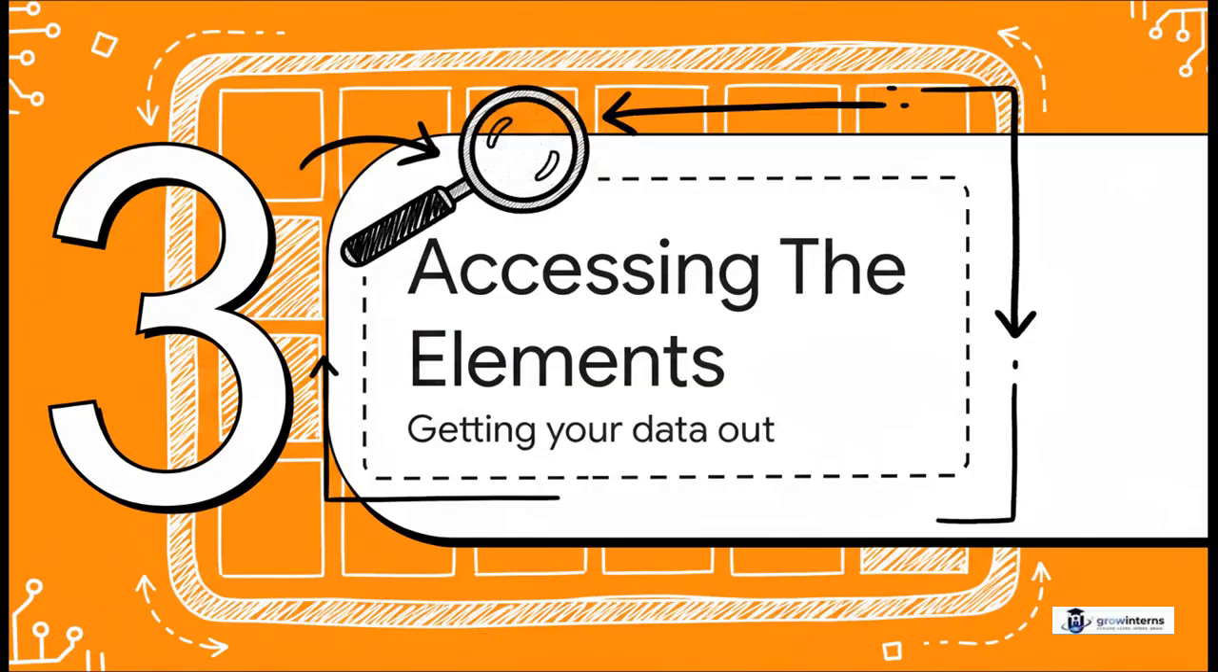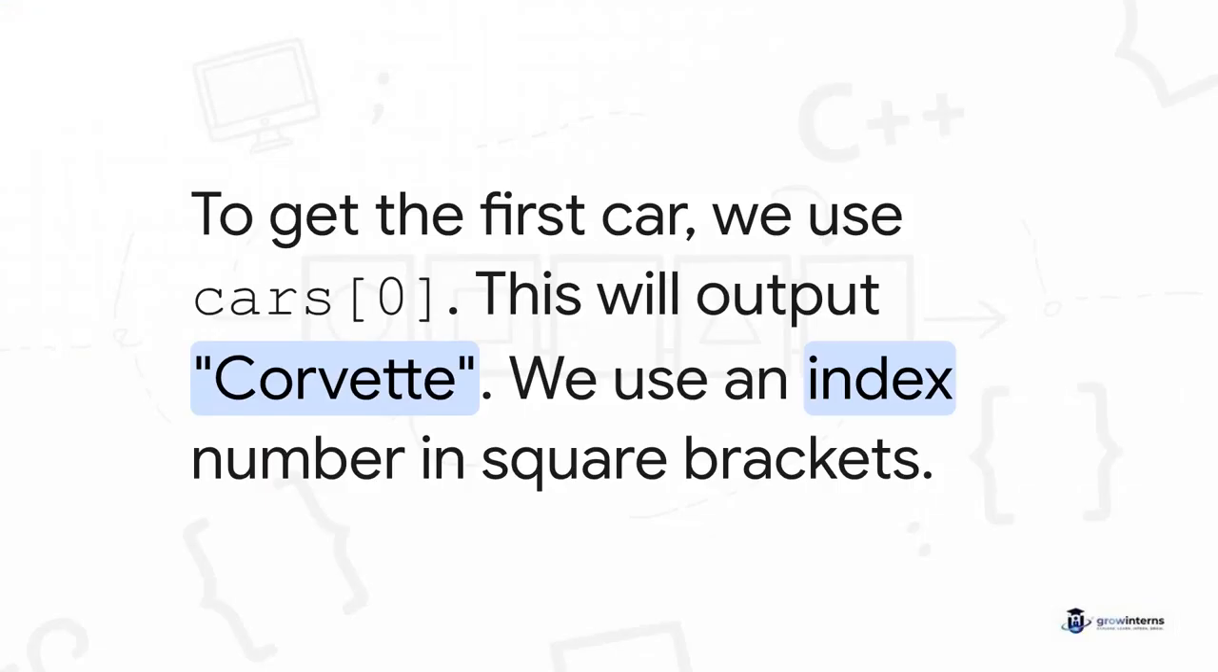Okay, so we've packed all our data into this container. The next logical question is, how do we get the individual items back out? The way we do it is by using its index number. You just put that number inside square brackets right after the array's name. But, and this is a huge but, there's a little quirk here you absolutely have to burn into your brain.